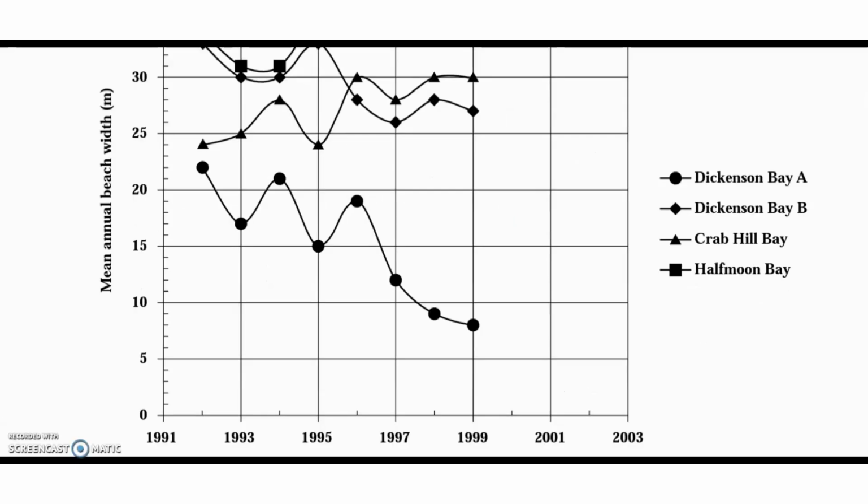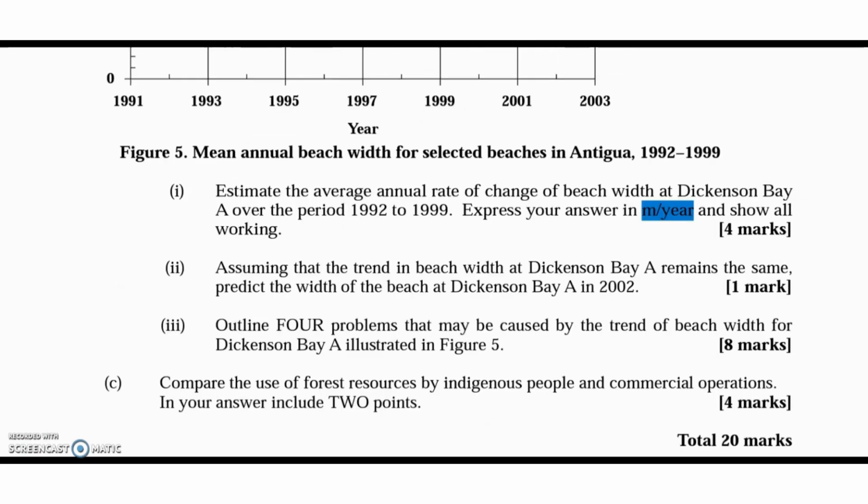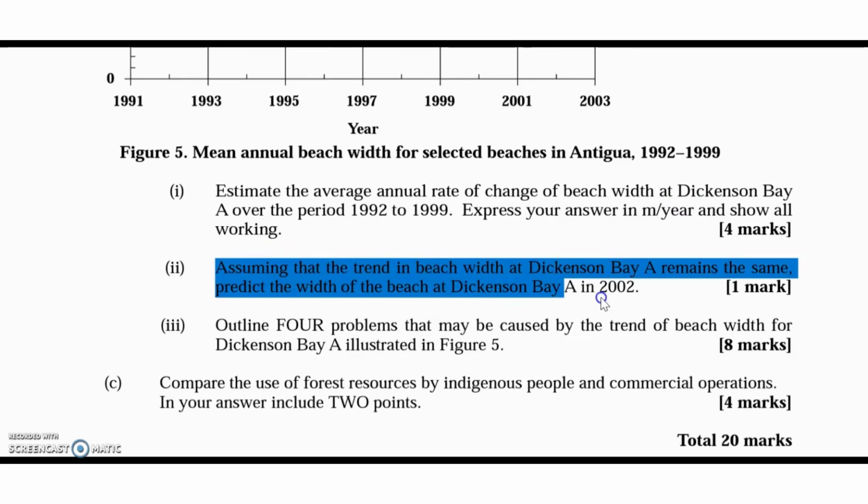So from what we can observe for Dickinson Bay A, from 22 to 8, there was a decline. So the average rate of decline was in fact 2 meters per year. Now part 2: assuming that the trend in beach width at Dickinson Bay A remains the same, predict the width of the beach at Dickinson Bay A in the year 2002.